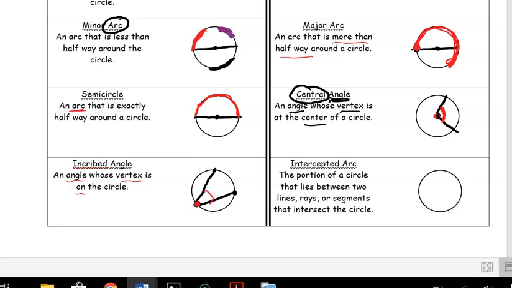All right, then last but not least, intercepted arc, the portion of a circle that lies between two lines, rays, or segments that intersect a circle. So there are a lot of ways to get an intercepted arc. I'll kind of show you these three. It would lie between two lines or two rays or segments that intersect the circle.